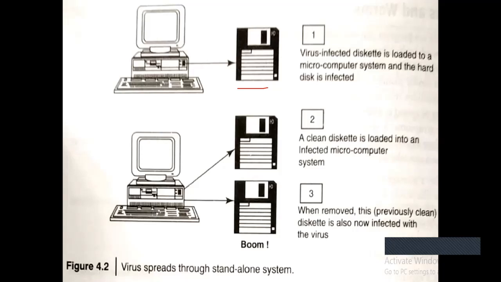Once it has been inserted in the system to copy some data, the system also gets affected with the virus. Now, this floppy disk, after using it, the user has removed. Now he's inserting a new floppy disk here. Once he inserts that new floppy disk to copy some data, the virus within the system is copied into that particular floppy disk. So when you remove that floppy disk, it is infected by the virus. So this is virus spread to standalone systems.